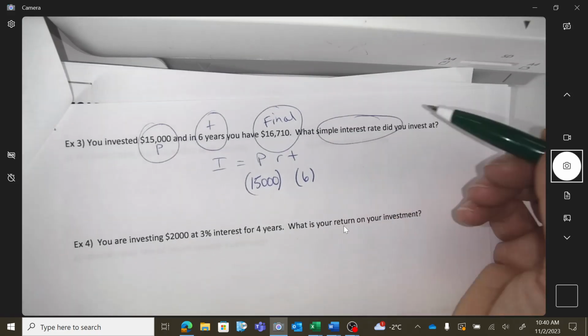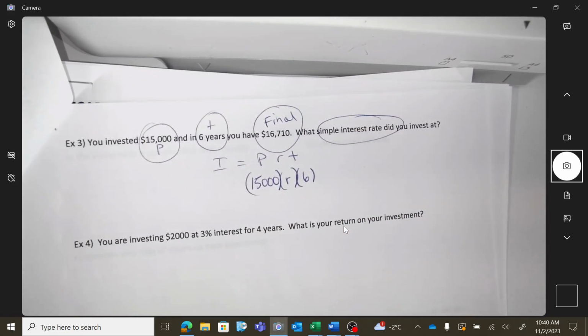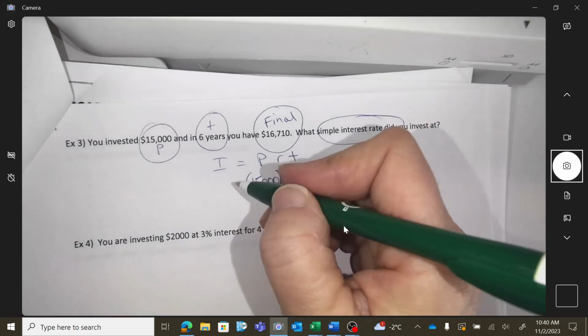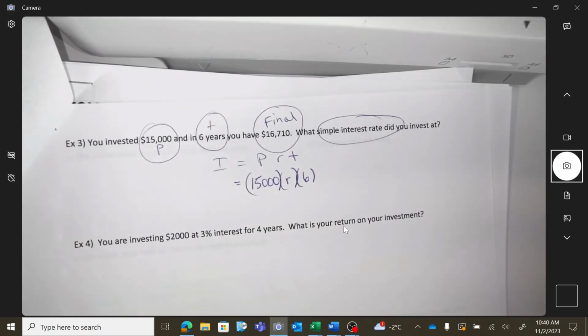The question says, what is the rate? So do you understand that's going to be your letter? Which means I need something in this spot. You can't have 2 letters. What are you going to do?